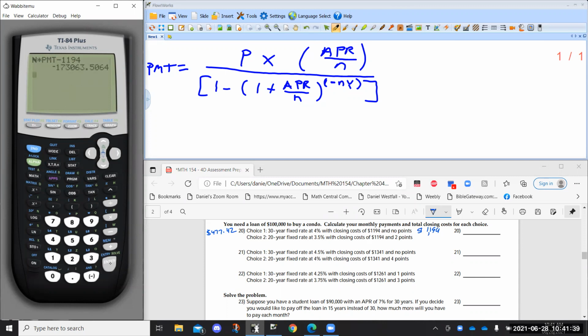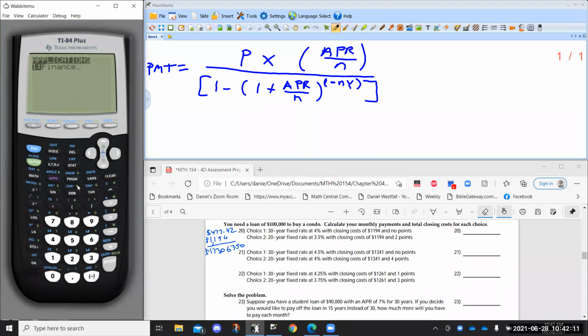My total cost on that side is going to be, let's put them all on this side, 1194. So we're going to get a total cost here of 173,063.50.